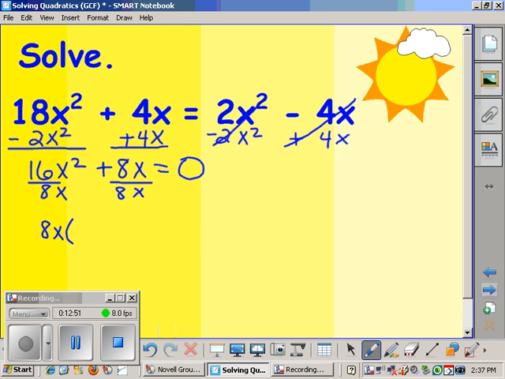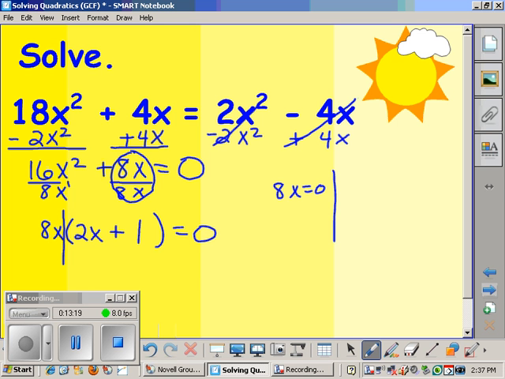So we'll have the 8x on the outside, and when we simplify our individual terms, 16 divided by 8 is 2, and when you subtract the exponents, you get an x. Now, once again, we have this 8x divided by 8x, so rather than canceling both the 8's and x's out, anything divided by itself is 1. So we can now create our two equations. 8x equals 0, and 2x plus 1 equals 0.